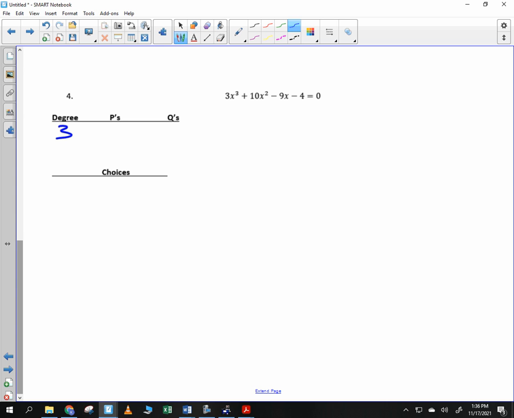In order to help figure out some of those factors, I look at my P's and my Q's. Do my P's come from the 4 or the 3? They come from the 4. So my P's are? My Q's are? Very good. So in order to come up with your choices, you take your P's divided by your Q's.